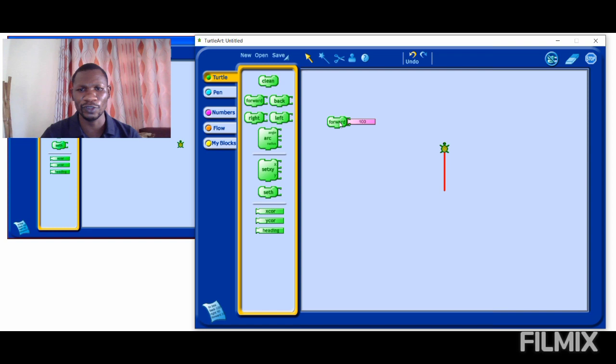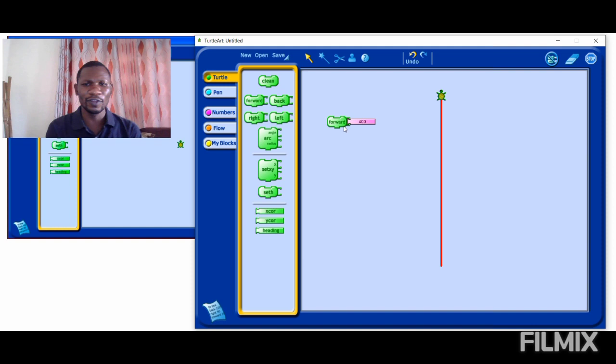Let's choose, for example, 400. Instead of choosing 100, we choose 400. Our turtle will move 400 forward. You see, it moves 400. You see that the length of the two lines are different. So the pixels are used to measure the length of the journey that the turtle moves.